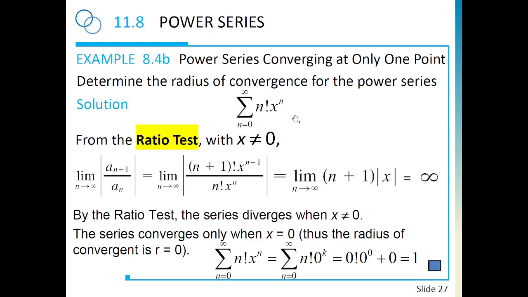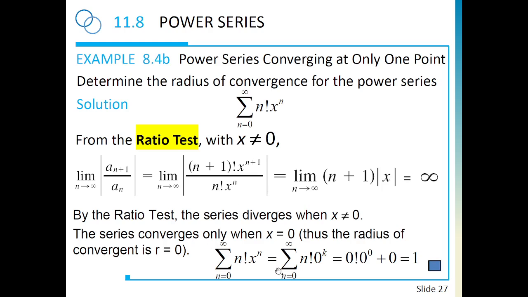Here is another version of it. Again, if x is different from 0, because we don't want to divide by 0, what happens here? If x is different from 0, again, the limit when n goes to infinity does not exist, because this keeps increasing forever. So by the ratio test, the series is divergent for all values of x different from 0, obviously. And now what happens when x is equal to 0?